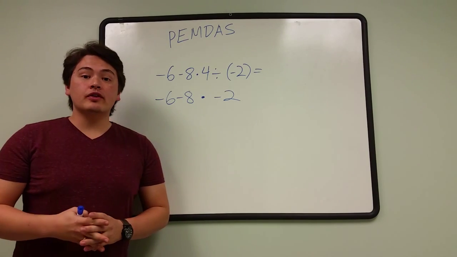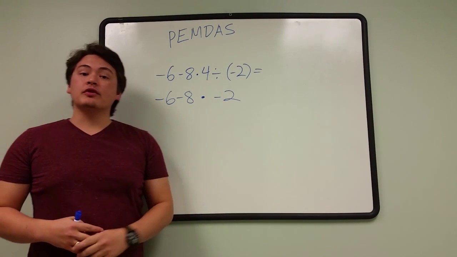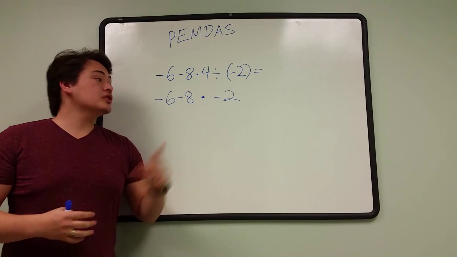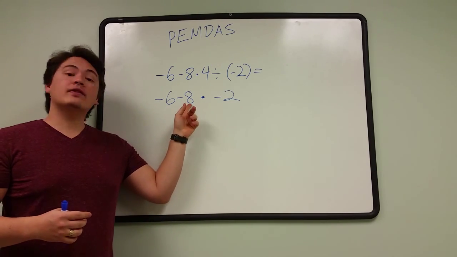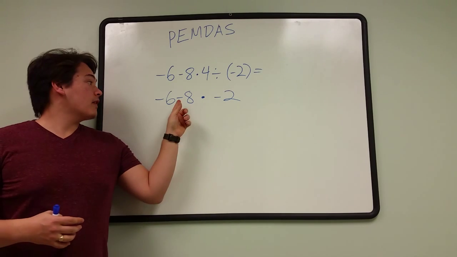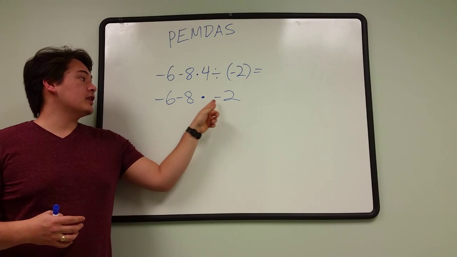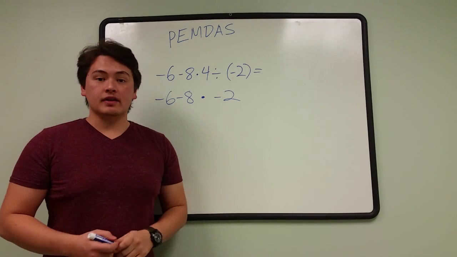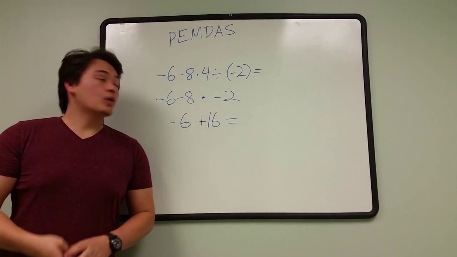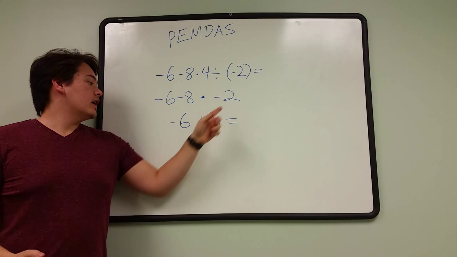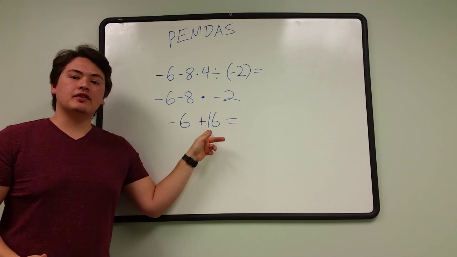So now that we got rid of the parentheses and we already did some division, we're going to move on to this multiplication. And I want you to take a look at this 8 and think of it as a -8. So we have a -8 times a -2, which is going to give us a positive 16. So when we multiplied a -8 times a -2, it gives us a positive 16.